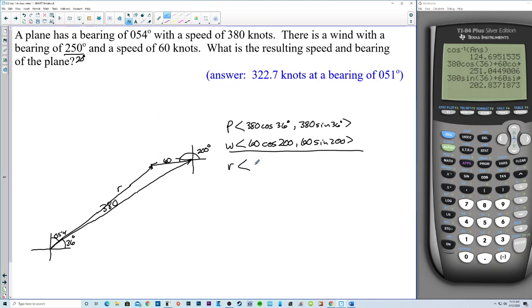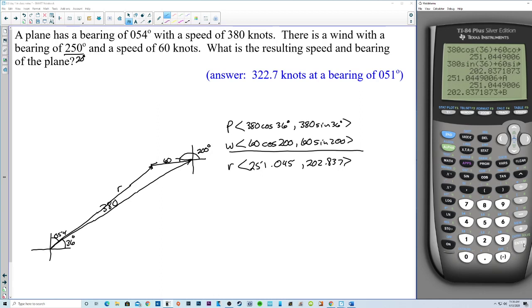So the component form of the resulting vector is 251.045, 202.837. Oh, I forgot to store those in A. I'll show you how you can go back and do that. I want the whole number. We don't want rounded numbers during the process. So let's go up to this number, and we'll store that in A. Then we'll go up to this one, press enter, and we're going to store that in B.